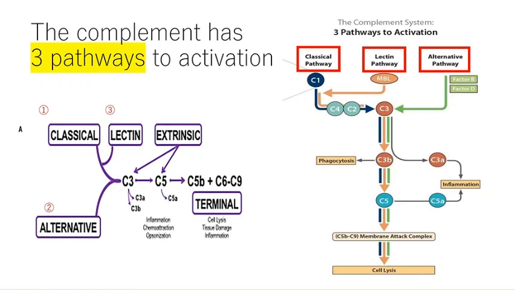Third, lectin pathway. MBL, mannose binding lectin, produced in the liver, binds to bacteria and activates C4. Then C2 and C3 are activated in order. C3 activated by three pathways activates C5 and becomes MAC.